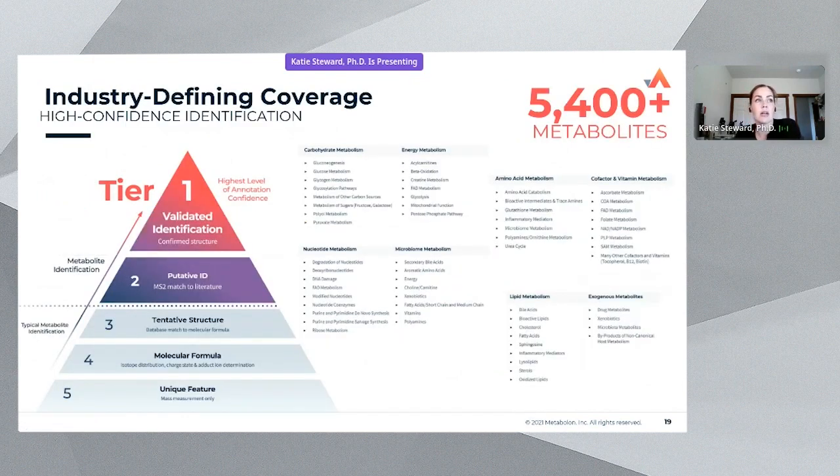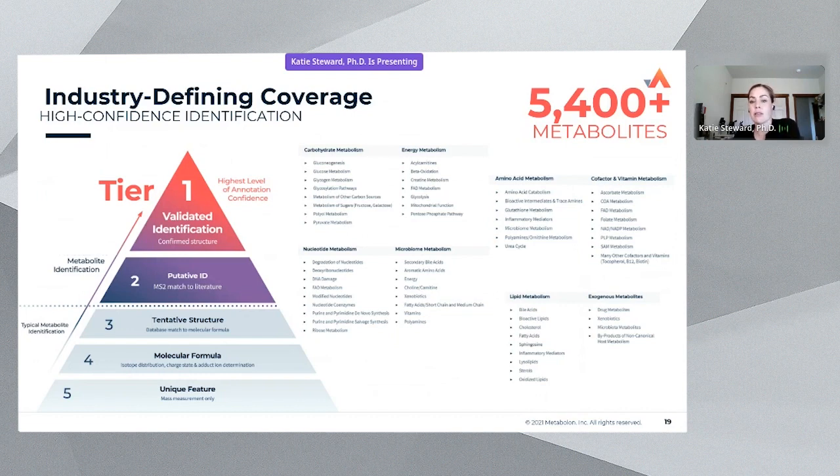Talking about that global untargeted discovery panel briefly here, we have over 5,400 metabolites in our library, and 85 to 90% of those are validated at a tier 1 identification. So that means that on our mass specs, not only are we collecting and we have categorized data for exact mass, retention time, fragmentation pattern, spectral data, we've also run a neat standard on our platform to be able to validate that the metabolite that we're saying is the metabolite is actually that metabolite.